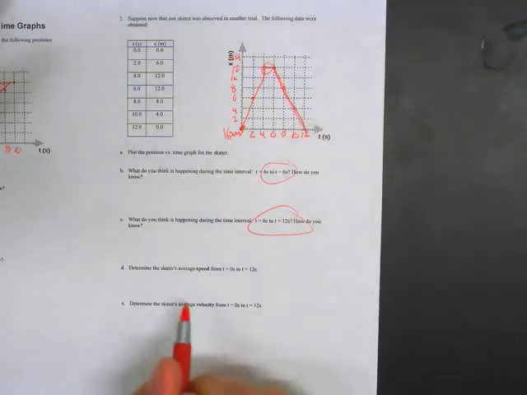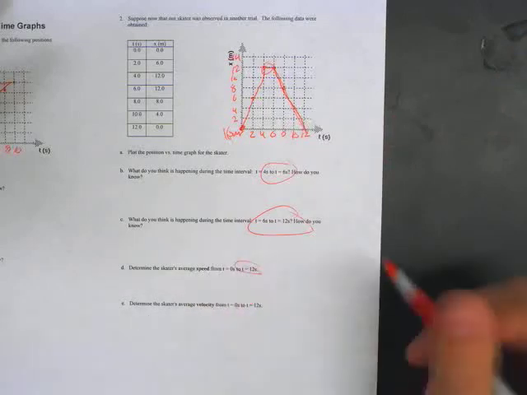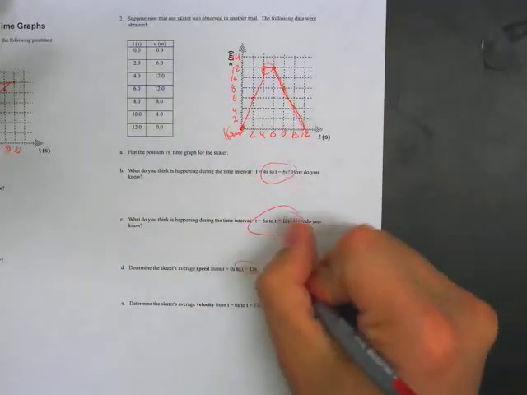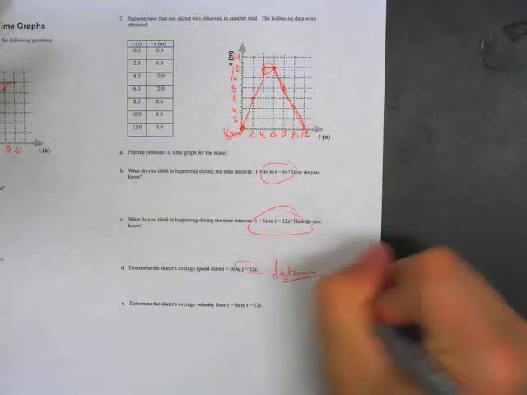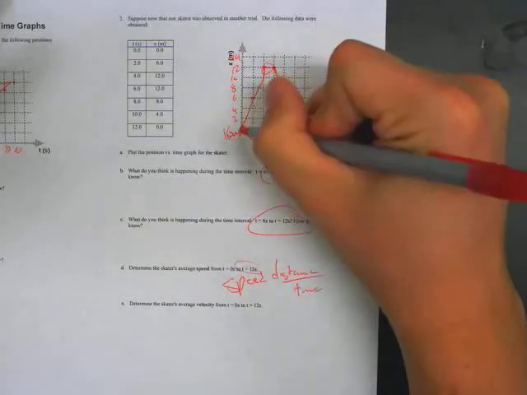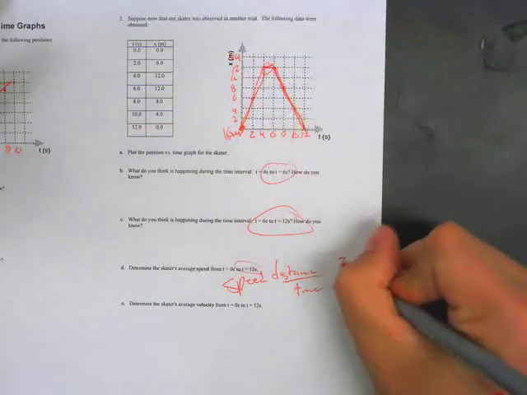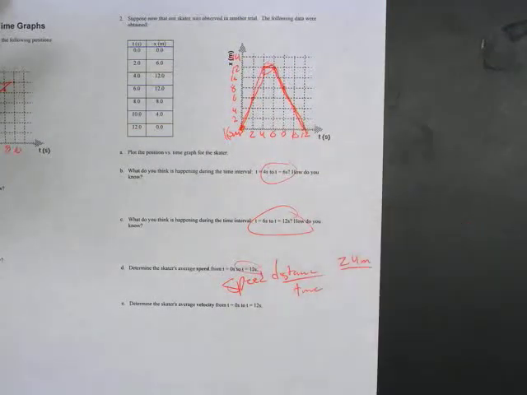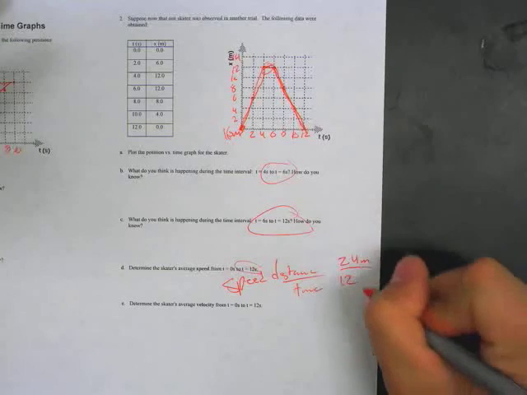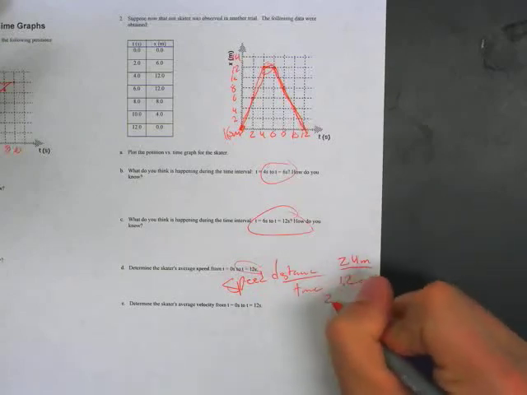His average speed from 0 to 12, well, speed is distance over time. And his distance, he goes 12 meters and then stops and goes 12 more meters. So his total distance is 24 meters. And his time is 12 seconds. So his average speed then is 2 meters per second.